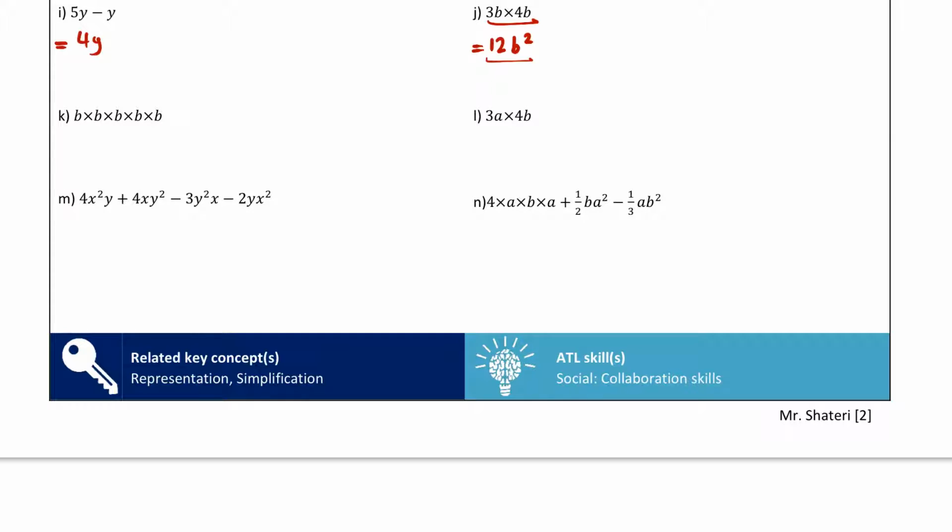The next one says b times b times b times b times b. When we want to simplify this, we write it as b to the exponent 5.